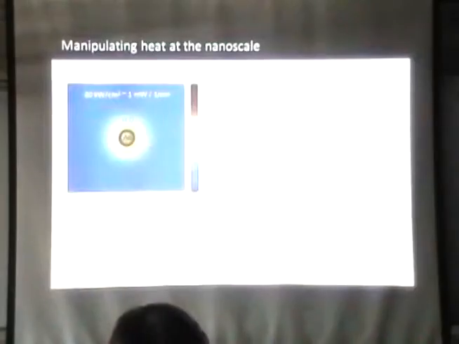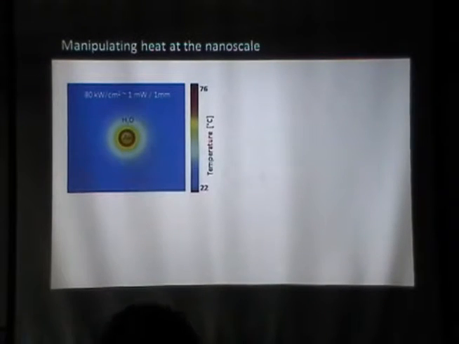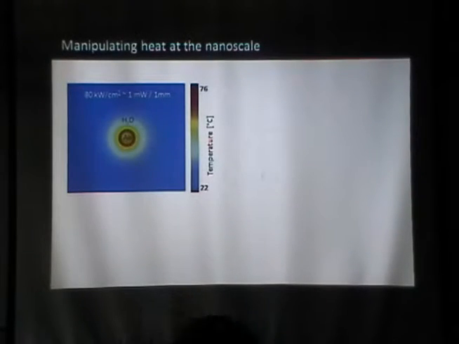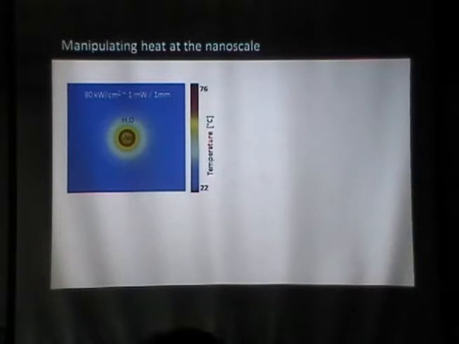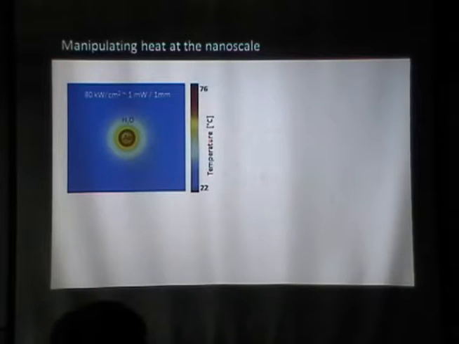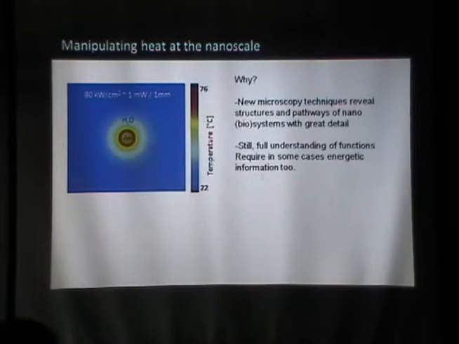Any other questions about the previous experiments? Okay. So now we go to heat. And as I promised, I will show you now an example about how to use the nanoparticles as local nanoscopic sources of heat that we can switch on and off very simply with a laser, and try to obtain local thermodynamic information with that. So why do we want to do that?